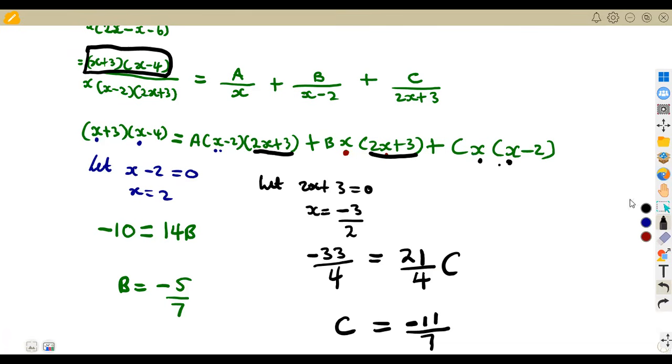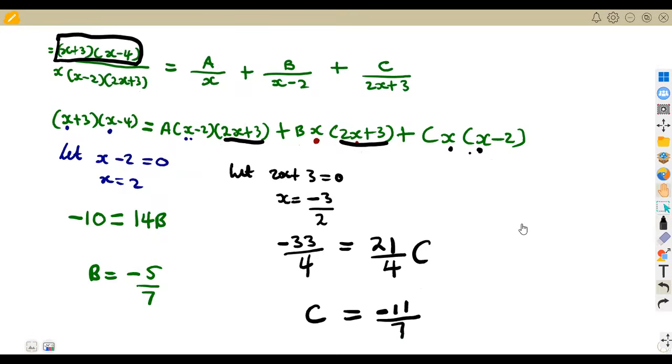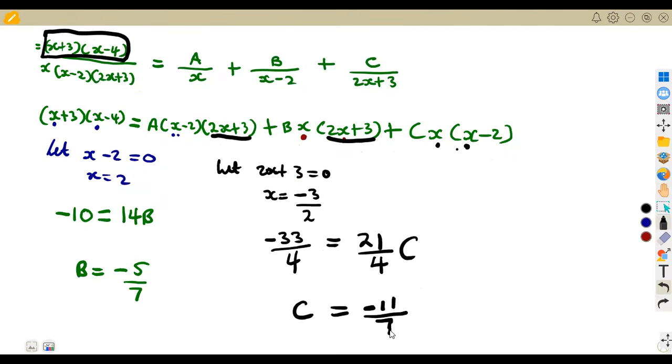Then we need also A. So what can we do this time to find A? Remember, we worked with the brackets of x minus 2 and 2x plus 3. Those are the linear brackets that we have. But if we check properly, there is also a linear term which is not part of a bracket, this x here. Since it is a linear term, we can let that be equal to 0.